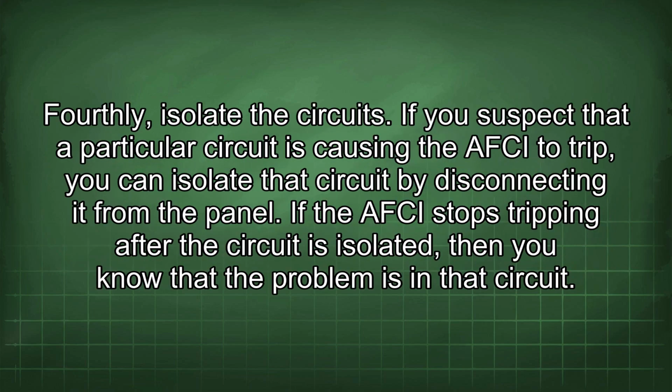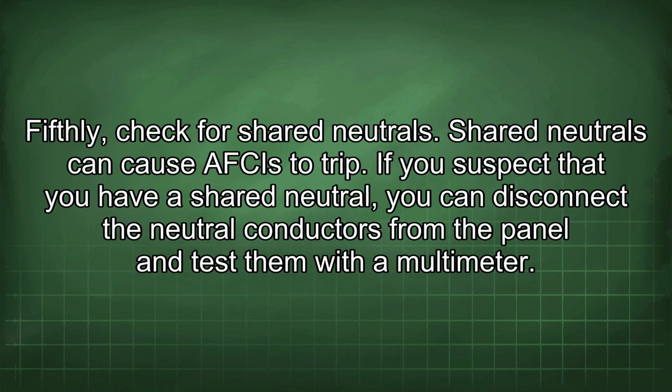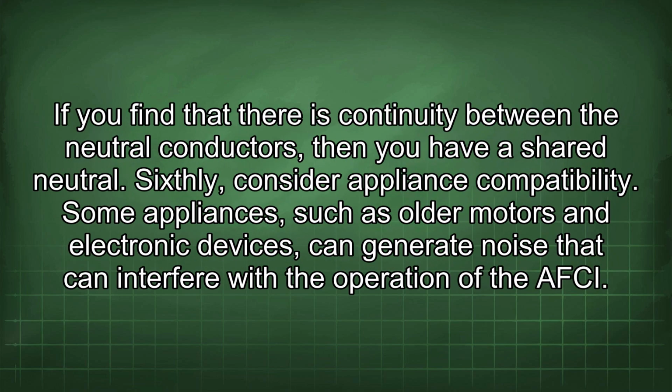Fourthly, isolate the circuits. If you suspect that a particular circuit is causing the AFCI to trip, you can isolate that circuit by disconnecting it from the panel. If the AFCI stops tripping after the circuit is isolated, then you know that the problem is in that circuit. Fifthly, check for shared neutrals. Shared neutrals can cause AFCIs to trip. If you suspect that you have a shared neutral, you can disconnect the neutral conductors from the panel and test them with a multimeter. If you find that there is continuity between the neutral conductors, then you have a shared neutral.